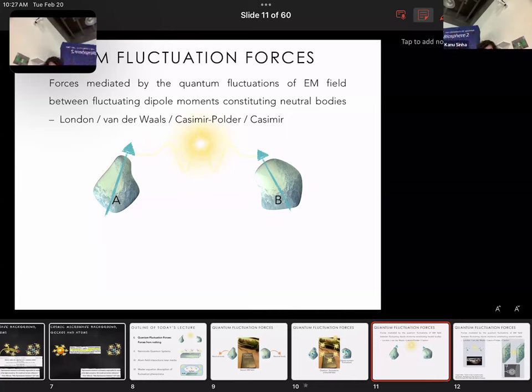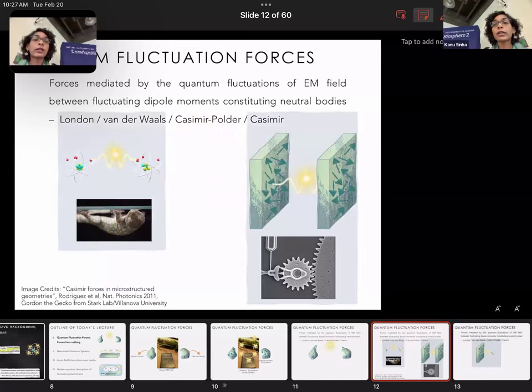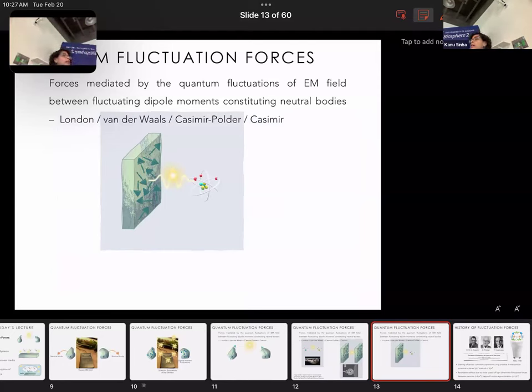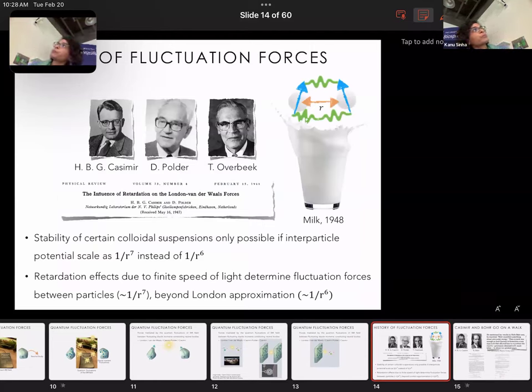And these forces that come about go by different names, depending on the shape, size, and geometry of the objects, and who originally happened to discover them. If you're talking about point-like particles, we typically refer to them as London or van der Waals. If it's a gecko, you call it van der Waals. If you're talking about two more macroscopic objects, like two perfectly conducting parallel plates, we call it Casimir, and so on. What I'm going to focus on in this series of lectures is single particles or few particles close to macroscopic bodies, where we will refer to these interactions as van der Waals or Casimir-Polder.